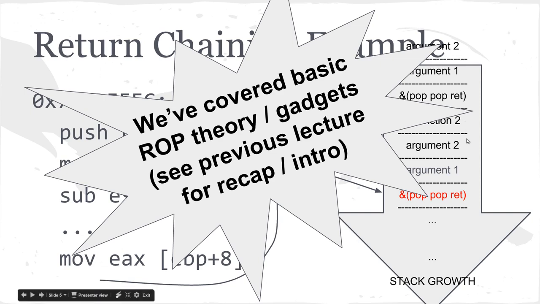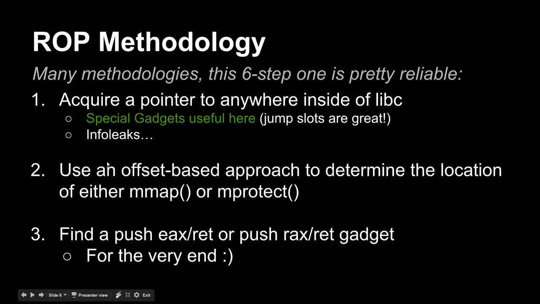So before getting any further into this lecture, you should be familiar with the previous lecture's coverage of return chaining theory and be able to, on paper, go through how the stack works across multiple functions and understand this process. The following is a general methodology for ROP that is 6 steps and is pretty reliable.